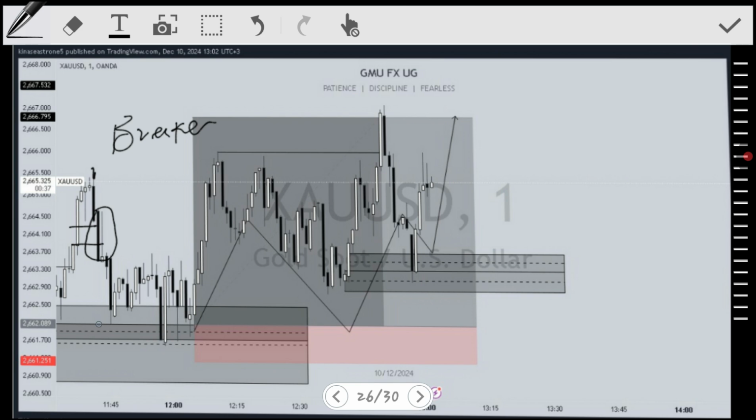Now let's look at another example. Look at this long black candle. We are not having the third candle, so I cannot guarantee that I can find a fair value gap there. But now let me look at another example.